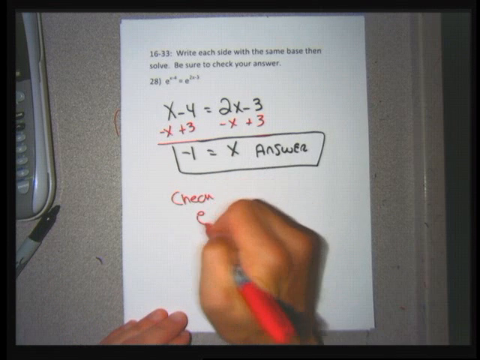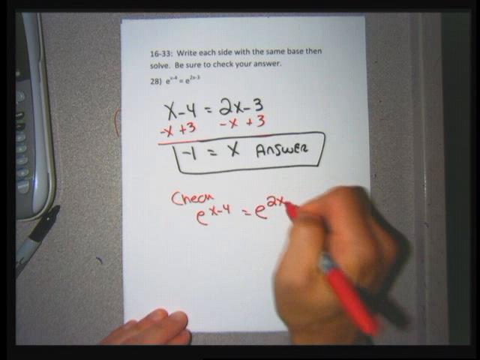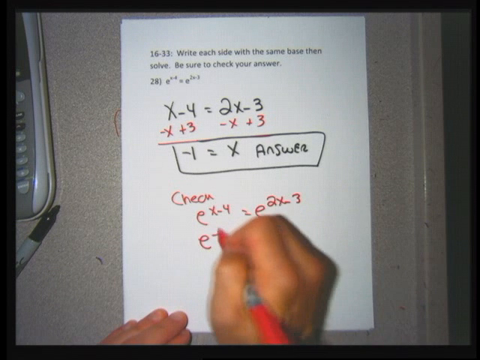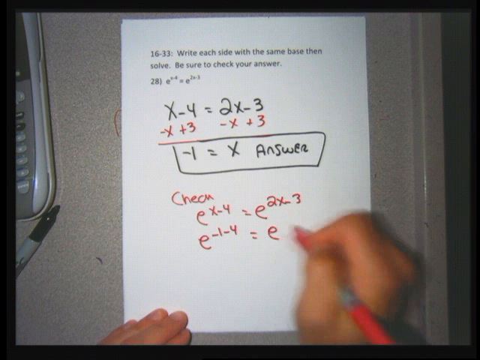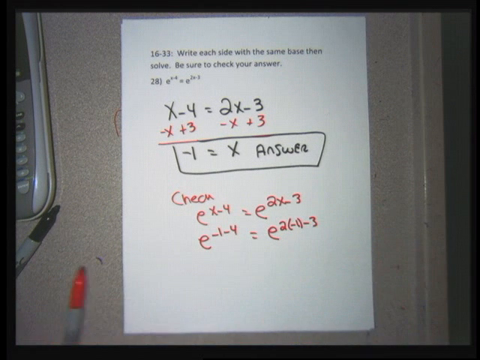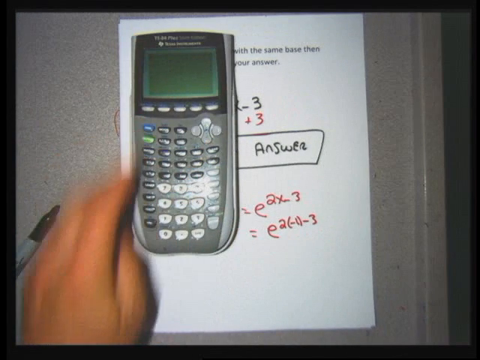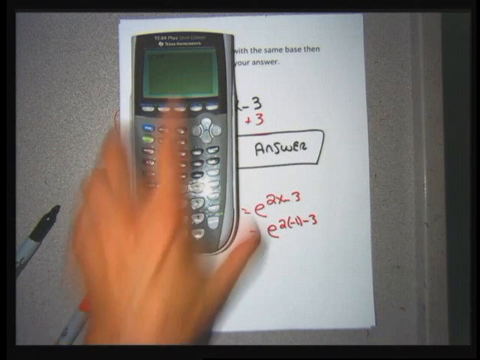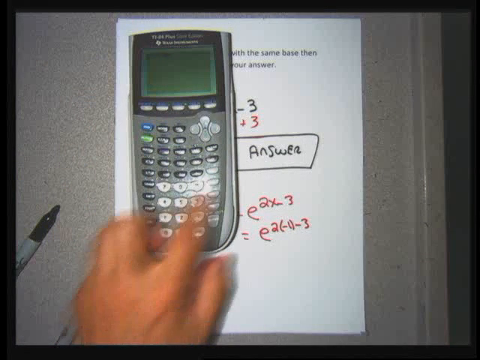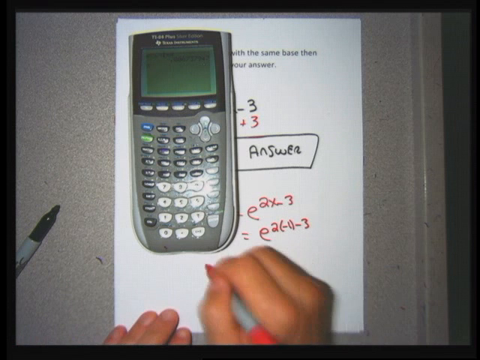It should be the case that in the original problem, e to the x minus 4 equals e to the 2x minus 3. If I go e to the negative 1 minus 4, it should equal e to the 2 times negative 1 minus 3. I'll do both of these mindlessly on my calculator. First one: second ln, and then negative 1 minus 4. When I do that, I get 0.0067.